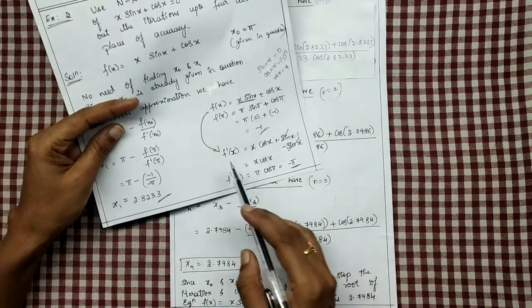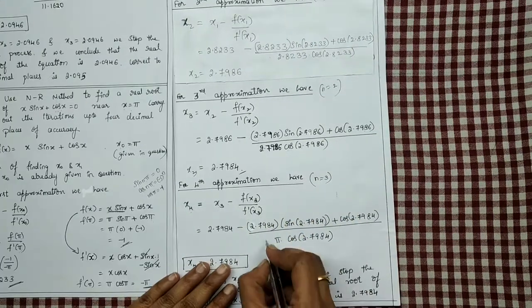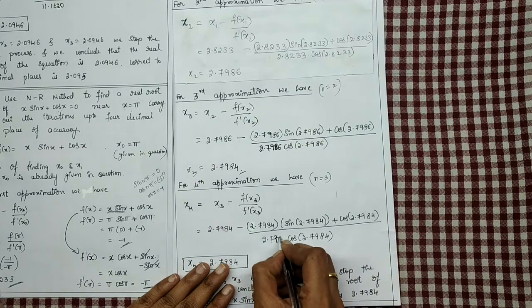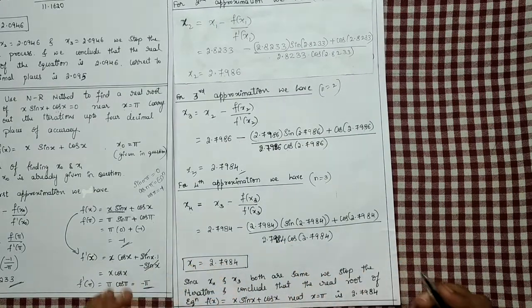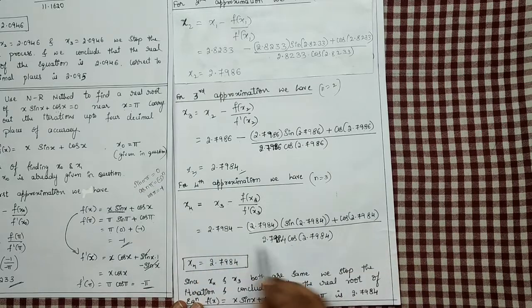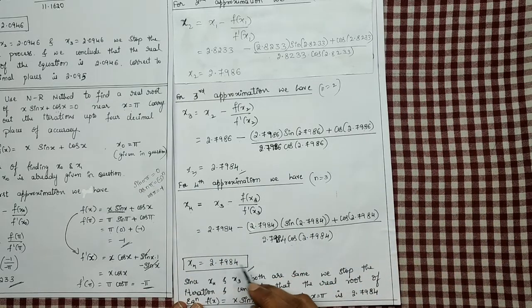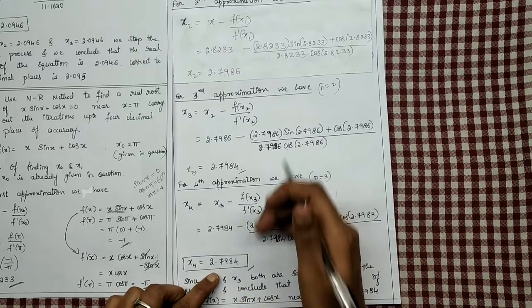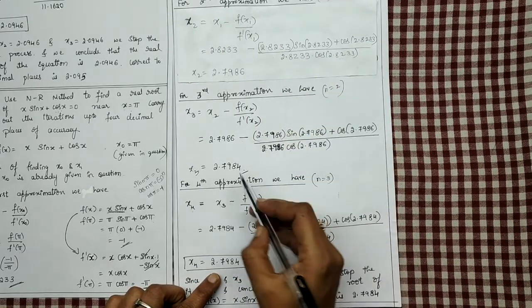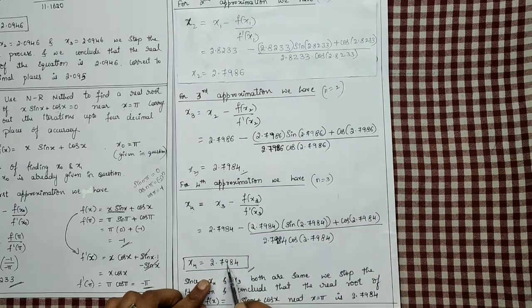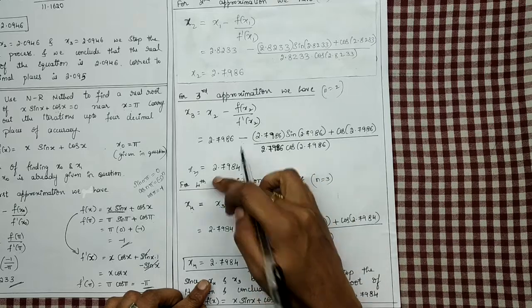F dash of x3. What is f dash? F dash is x cos x. That is 2.7984 into cos of 2.7984. So when you simplify this by using calculator, please keep your calculator in radian mode. So you will get 2.7984. Now when you compare this fourth approximation value with the third approximation value, see 2.7984, here also 2.7984. These two are same. x3 and x4 are same.